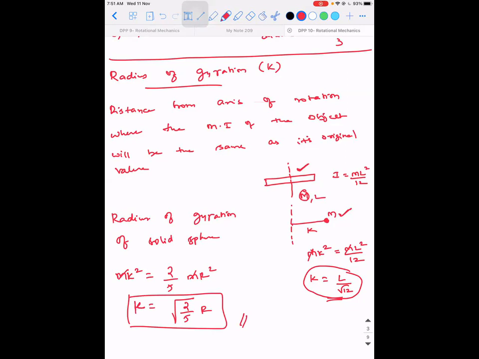So radius of gyration is fixed. The formula of moment of inertia in terms of radius of gyration is simple: mass of the whole object into k square. That should be equal to whatever is the moment of inertia that you know for that particular object, 2 by 5 mr square. Similarly, for a hollow sphere, it will be root of 2 by 3 into r. Right? So these are all the concepts that you're supposed to know.